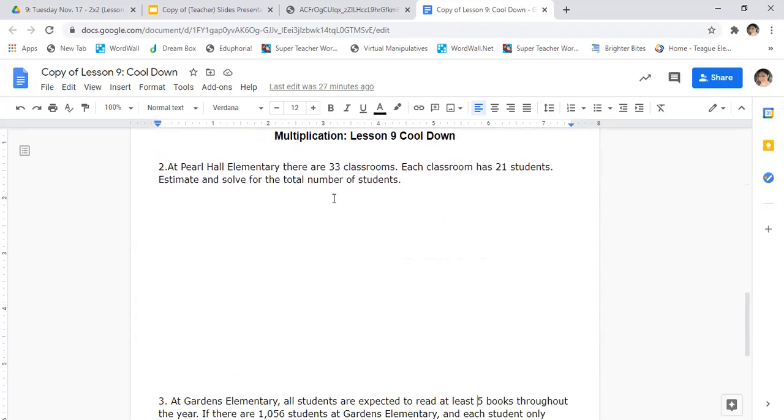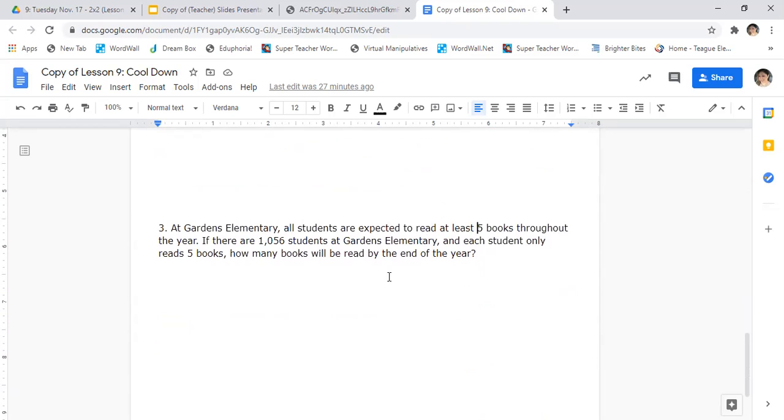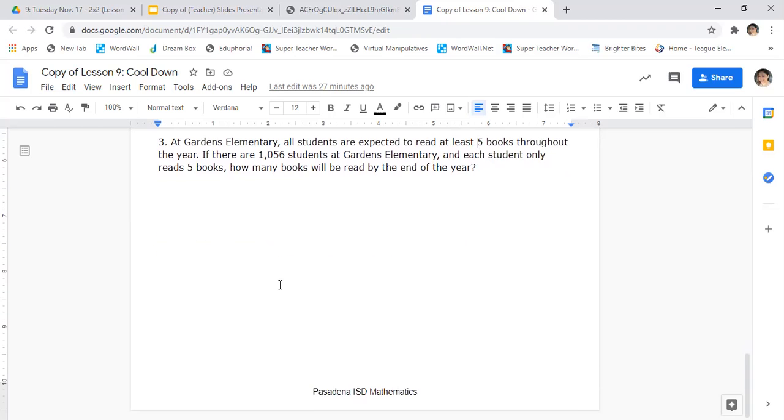Number 2, you have another problem, and it says to estimate and solve for the total number of students. So on one side, you'll estimate, and on the other side, you will find the actual answer. So 2 different tasks here. This one is asking about the number of books that will be read by the end of the year. You may want to estimate, but you don't have to. You do have to find the actual answer.